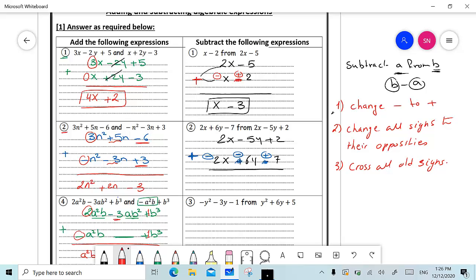And now I'm going to make 2 plus negative 2, this is equal to 0. Those two numbers are the additive inverse of each other, so simply I'm not going to write them. And then I'm going to make negative 5 plus negative 6, this is equal to negative 11y. Going to the absolute term, positive 2 plus positive 7, this is equal to positive 9.